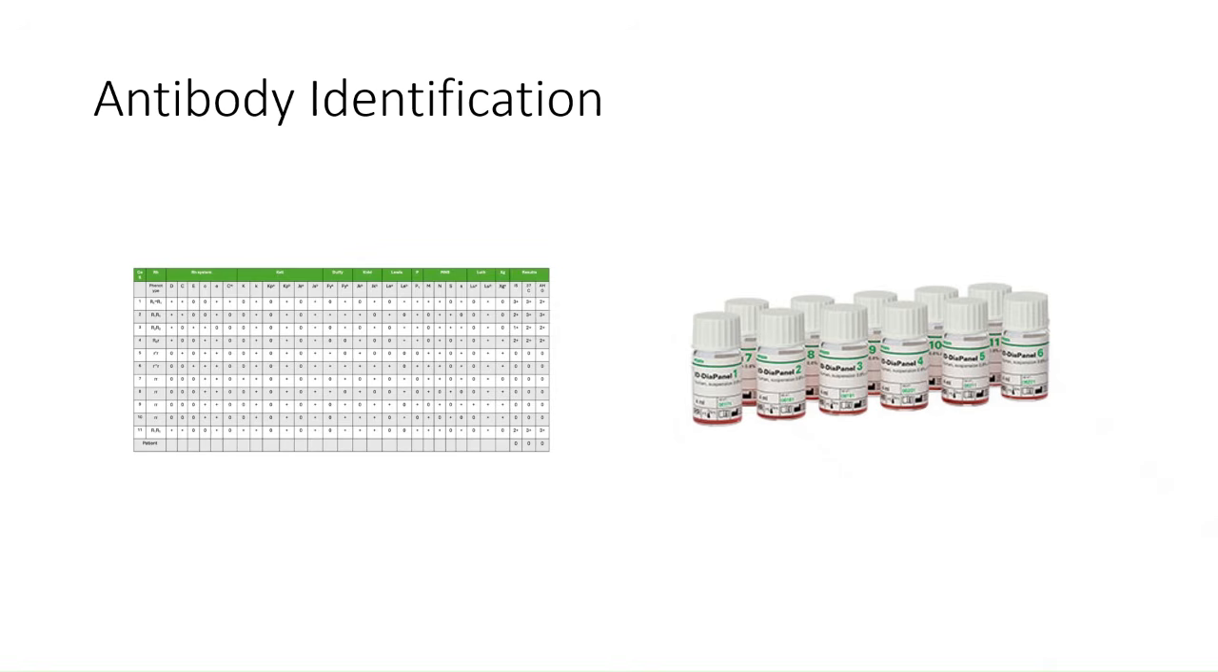Once the antibody screening is positive, we have to proceed with the additional steps to identify the antibody. The antibody identification panel must be of at least 10 cells and it should be done along with autocontrol. And if the autocontrol is positive, we have to proceed with that.